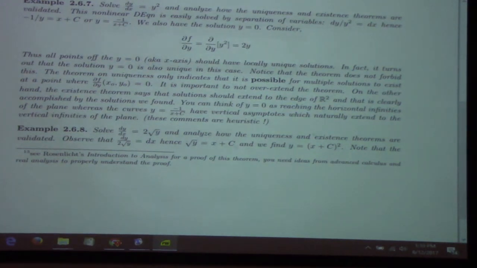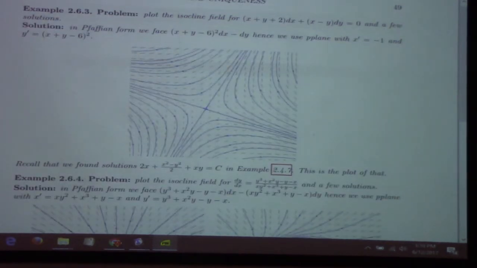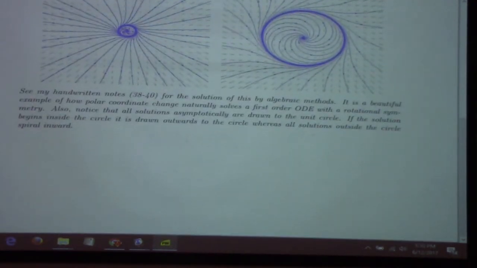Like the previous example, I have partial f, partial y is 0, and yet there is still a unique solution, I think. Ooh, that one's neat. I love that one.